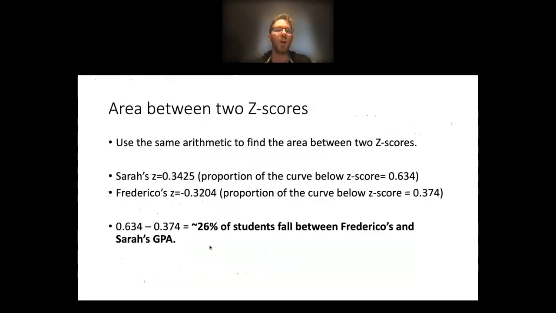We can also find how many people in Sarah and Federico's class have a GPA between them. And this you just do by subtracting the lower z-score pnorm from the higher z-score pnorm. So remember, these are the 0.634 and the 0.374 results from pnorm. So we subtract those from each other, and we find out about 26% of students fall between Federico and Sarah.